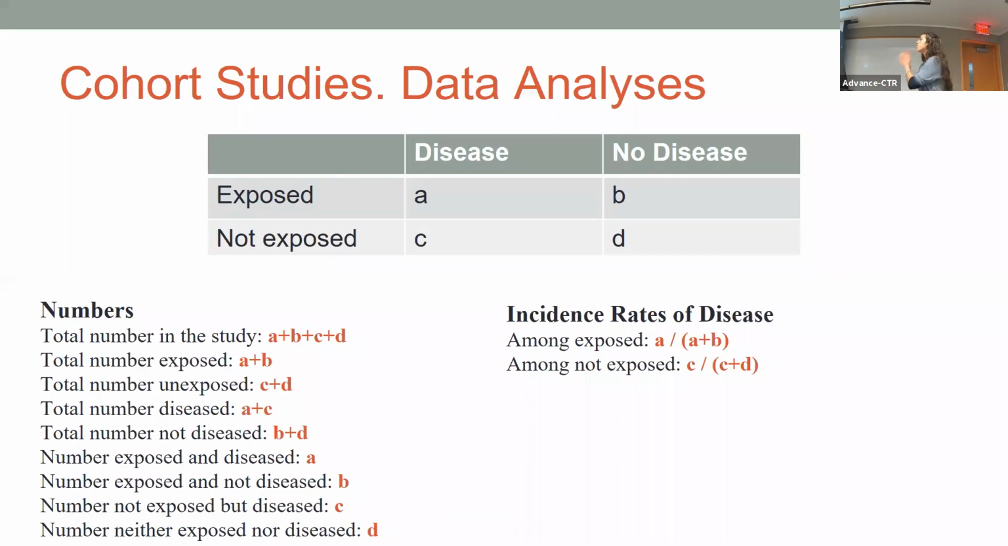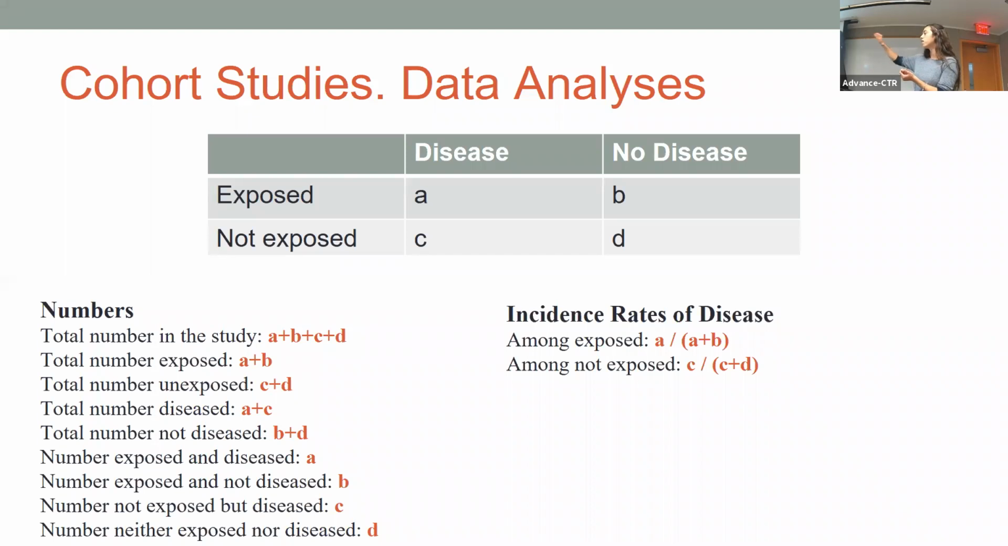So we're going back to our 2x2 table. In a cohort study, what a 2x2 table allows us to calculate are the incidence rates of disease. So the incidence rate of disease among the exposed is going to correspond to A divided by A plus B. Because when we're saying among the exposed, that means that we're considering everyone who was exposed, which is A plus B. And then we want the incidence rate of disease, so the number of exposed people who have the disease, that's number A.